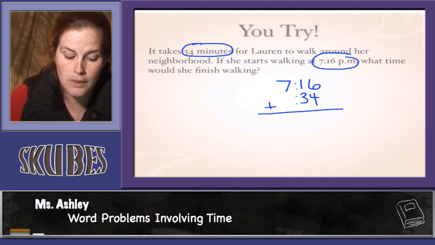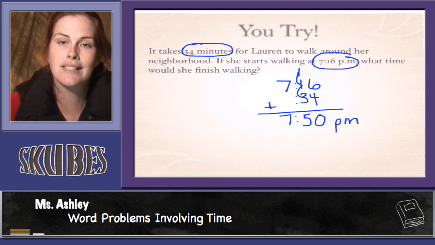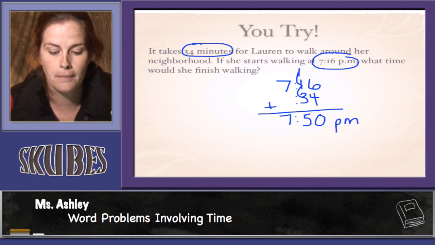6 plus 4 equals 10. Write down my 0, carry my 1. 1 plus 1 equals 2. Plus 3 equals 5. And then 7 plus 0 equals 7. So she would finish walking at 7:50 p.m.